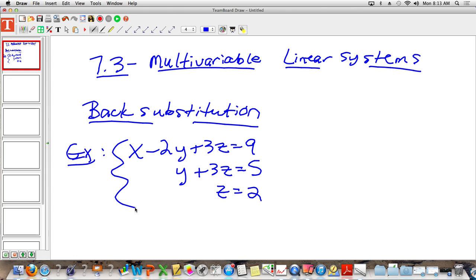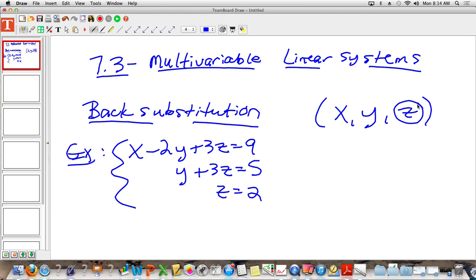So not only do we have 3 variables, but we also have 3 equations. And this is called back substitution because you kind of start at the bottom and you work your way backwards. So we already know one of the variables. What is the value of one of the variables? 2. We know that z is equal to 2. So our answer is going to be x, y, z. We already know that the z value is 2.